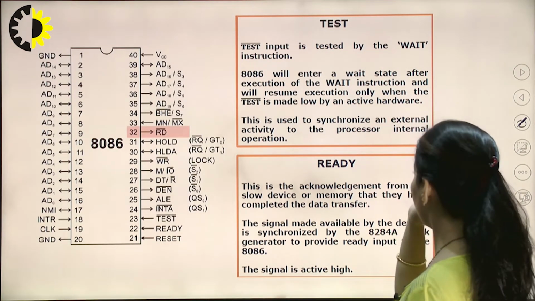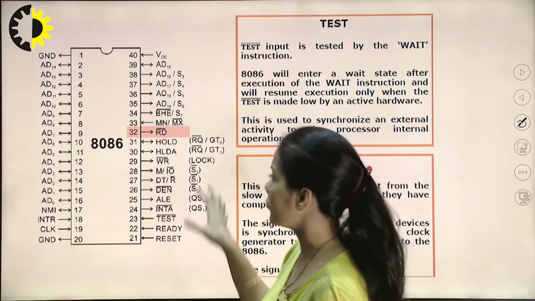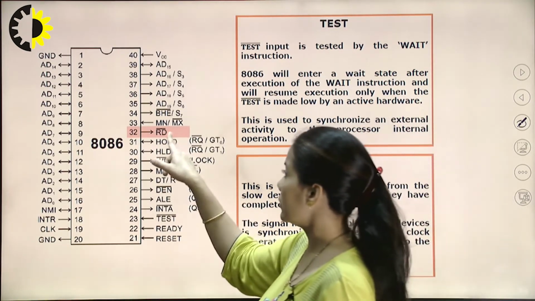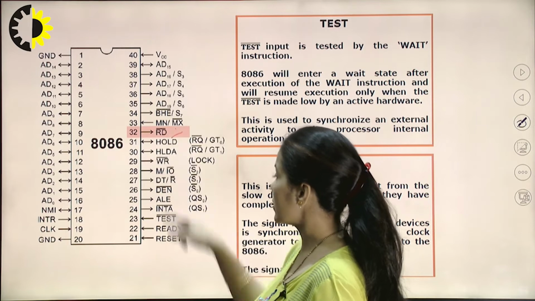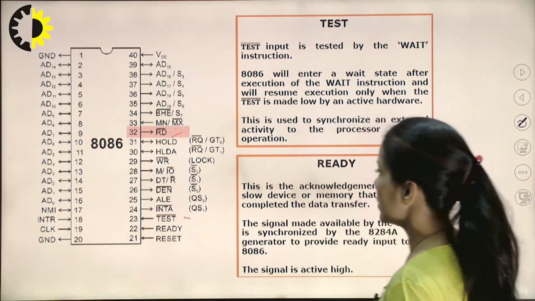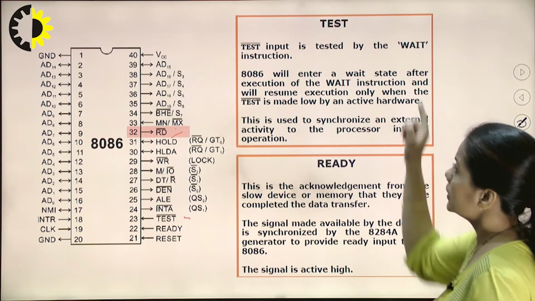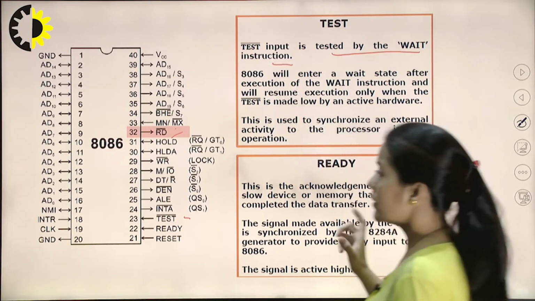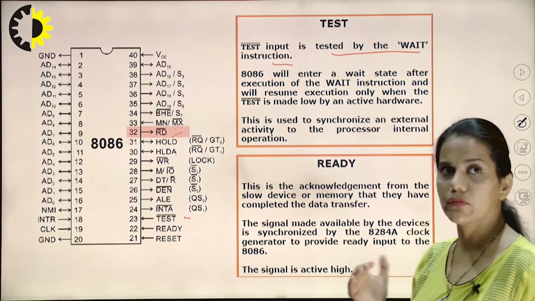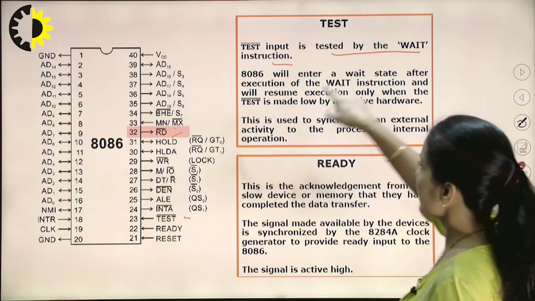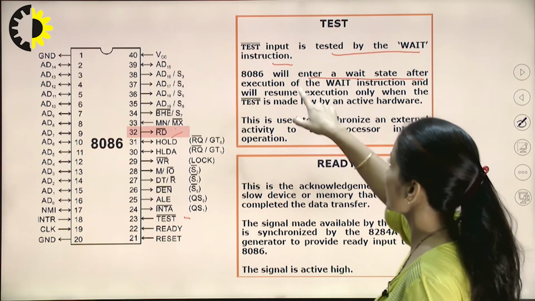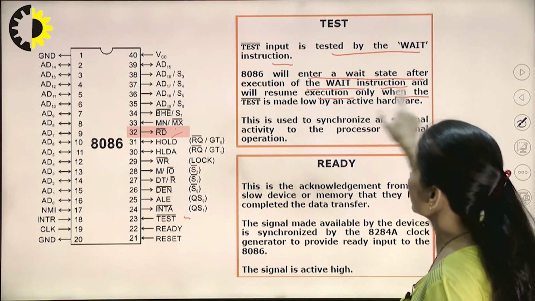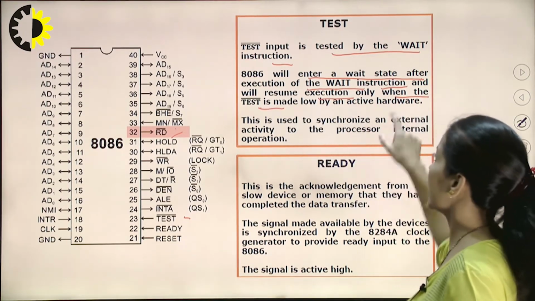Now we come to test. First of all we are studying those signals which are common to both the modes. So after this read signal we come to the test signal. These are the common signals to both the modes. Test is an input tested by the wait instruction. So this signal is used along with the wait instruction. 8086 will enter a wait state after execution of the wait instruction and will resume execution only when the test is made low by an active hardware.